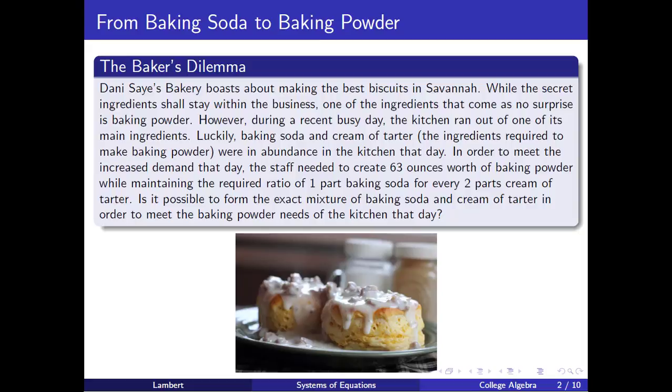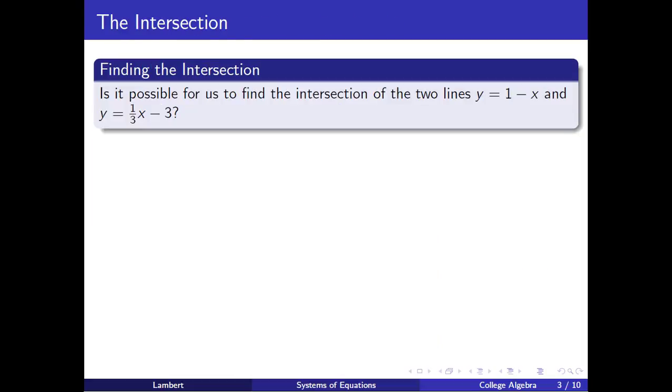Well, we'll find out an answer here in just a little bit, but we'll make a small detour in the process. What we're going to go to is actually lines and finding the intersection of lines. So we'll begin with, is it possible for us to find the intersection of the two lines y equals 1 minus x and y equals 1/3 x minus 3?